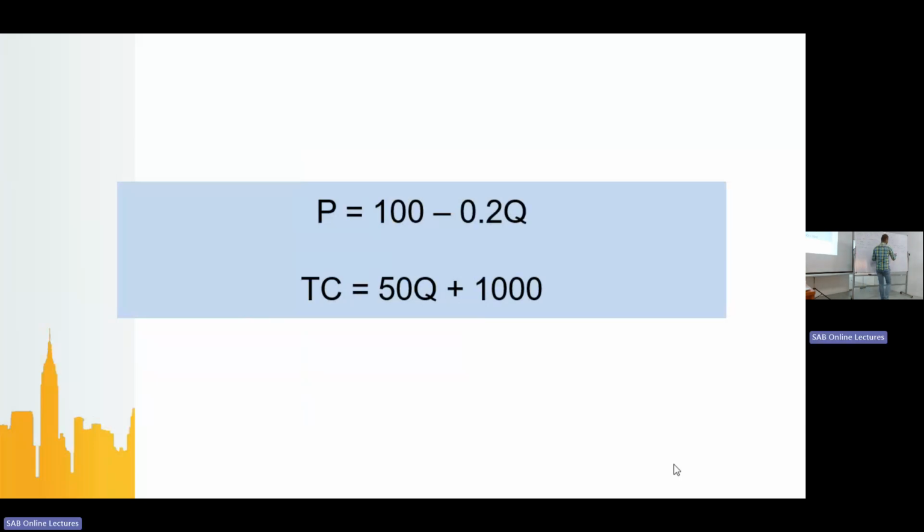And then simplify. 100 into Q to the power 1 minus 1, what is it? 0. 100 into Q to the power 0. Minus 0.4 Q to the power 2 minus 1, it's 1.